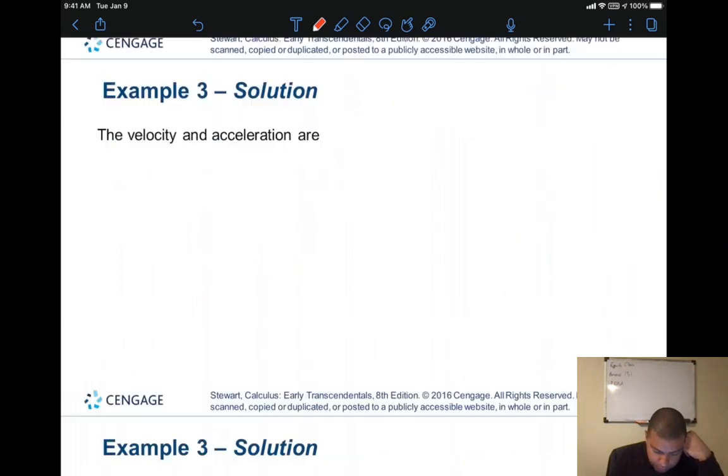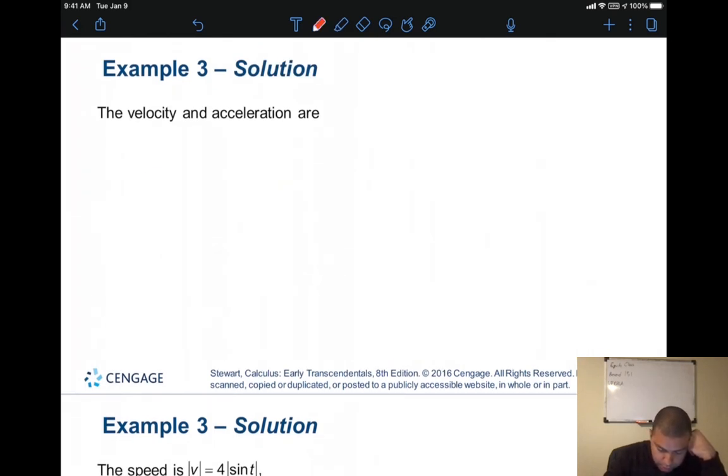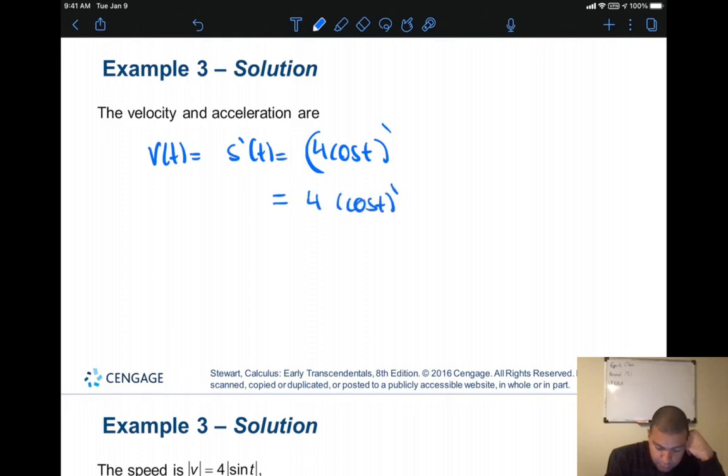But okay, how does that help me? If they want to know velocity and acceleration, let's try and look at it. The velocity v of t is the derivative of s of t, so it's the derivative of 4 cosine t. The 4 comes out, by linearity of the derivative. I'll stop doing this extra step eventually. But then the derivative of cosine is minus sine, so that's minus 4 sine t.